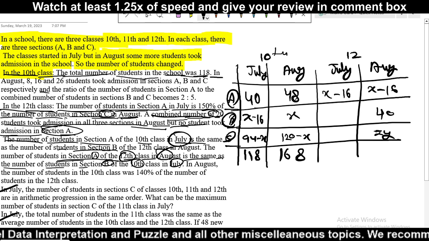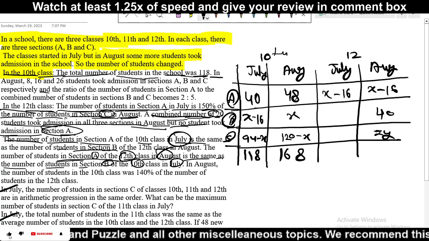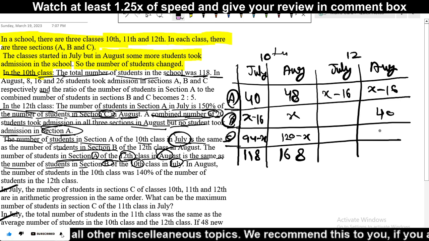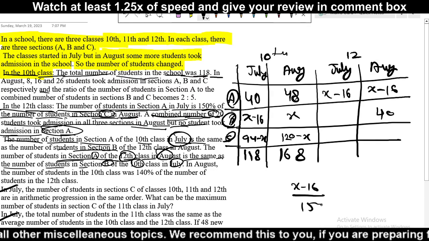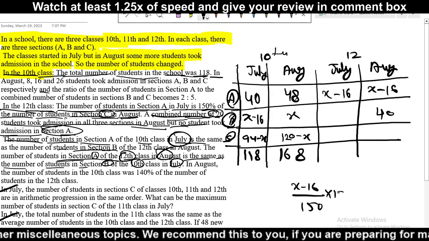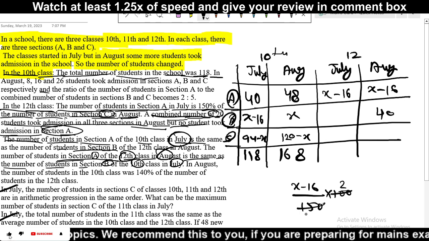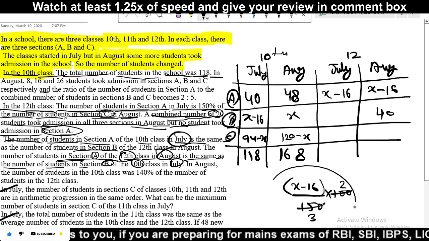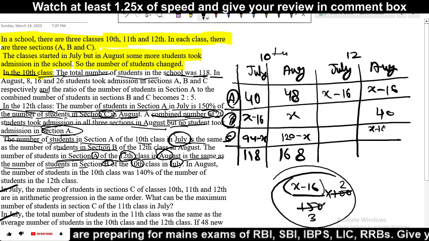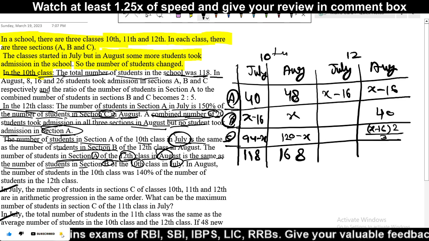So we know that this is 150% of this number, so we will calculate the 100% of this number. For that we have to do x minus 16 divided by 150% multiplied by 100%. This will be 2 by 3, table of 50. So as it is I will write here x minus 16, okay, 2 by 3. Now just simply erase it.